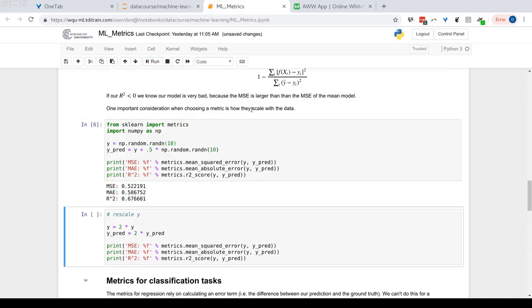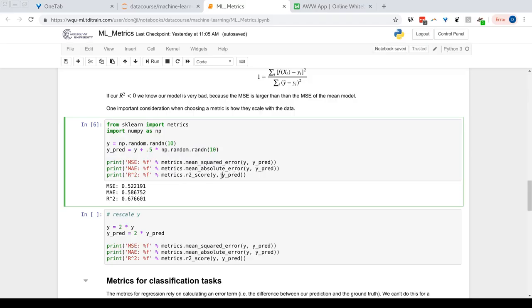Okay, so let's go ahead and play around with these. Inside Scikit-learn, you can import metrics. The metrics module has all these nice metrics for us to use. In this case, we'll generate some data, add some noise to it, and calculate the mean squared error, the mean absolute error, and even the R squared value. That's what we have here.